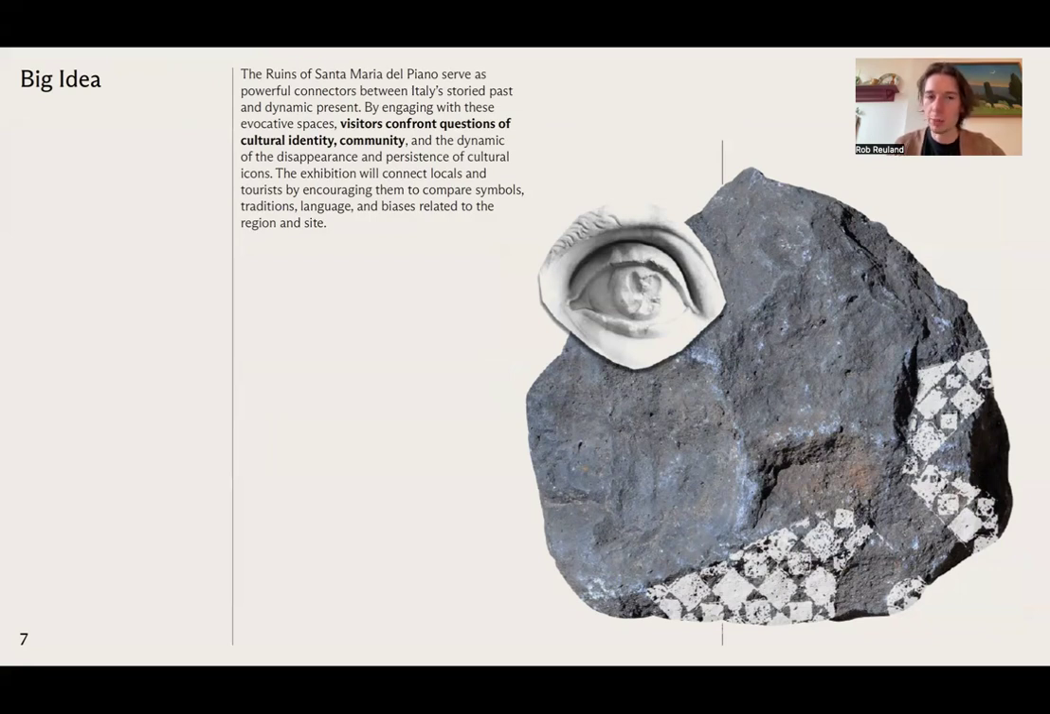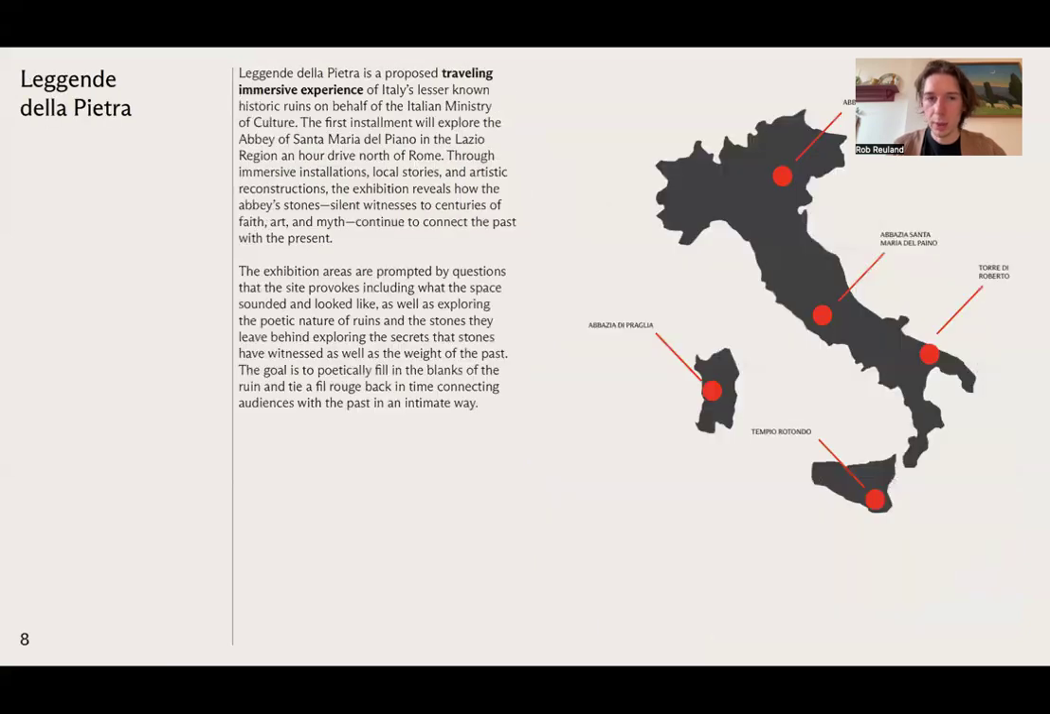Ruins really act as bridges for these different concepts as they are a place between time and between decay and completion. So they naturally are sites that pose questions and bring us together in our curiosity. So this experience is going to be proposed at different lesser known and lesser appreciated ruins throughout Italy, starting at the Abbazia of Santa Maria del Piano, the Abbey of Santa Maria del Piano in the region of Rieti near Rome, an hour drive from Rome.